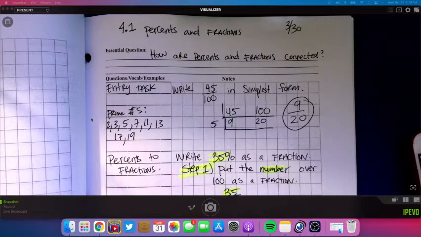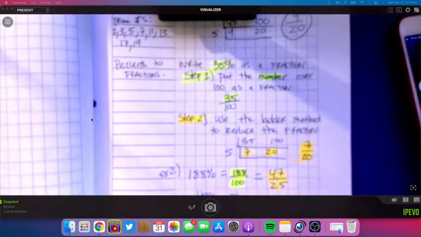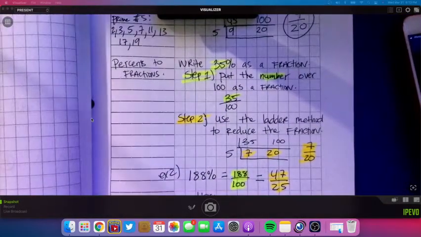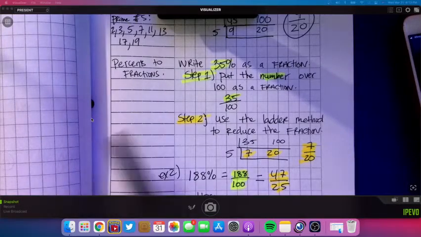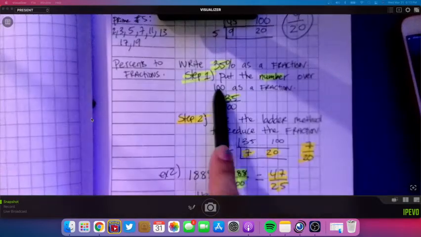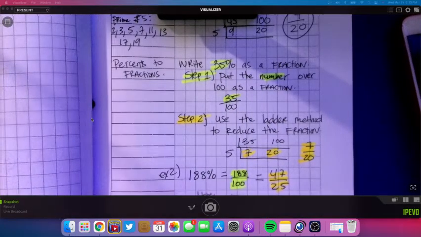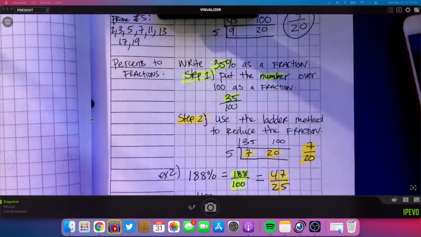Today we're going to talk about how to go from percents to fractions and then fractions to percents. To go from percent to fraction, our example 1 was write 35% as a fraction. So step 1 is to put the number, and what I mean by the number is this number, 35, over 100 as a fraction, because percent means out of 100. 35% means 35 out of 100. As a fraction, that would be part to total, so 35 over 100. That is step 1.